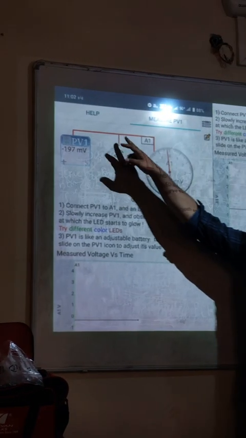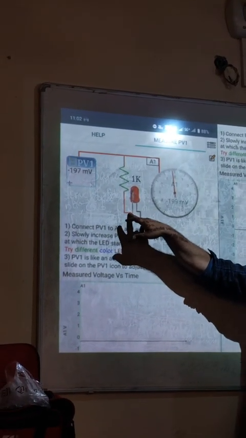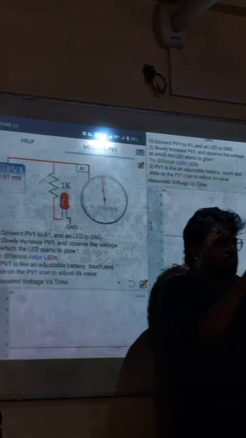To an LED via a resistor. So you need a resistor from PV1 to an LED. Which leg of the LED is this, the longer one or the shorter one? The LED has two different legs. One is longer. Which one should you connect to PV1?